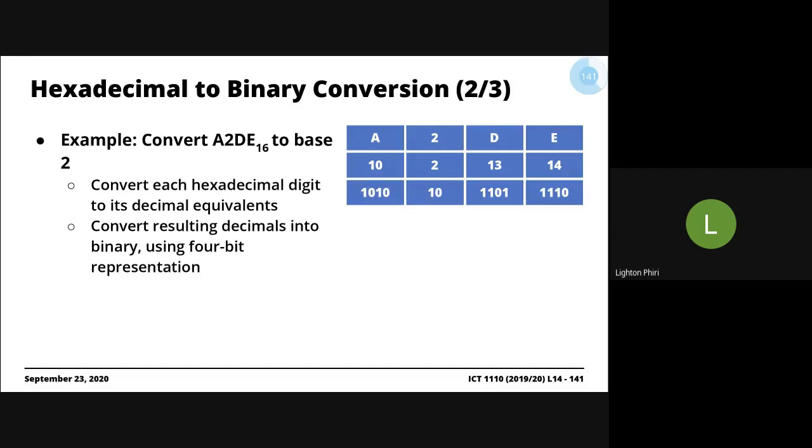So 10 is 1010, right? This is obvious. We're just adding 8 plus 2, right? 1's place, 2's place, 4's place, 8's place. So we're adding 8 plus 2 to get 10. 2 is just 0010, right? And then 13 is 1101, 14 is 1110, right? And you can confirm this, you can verify these later on.